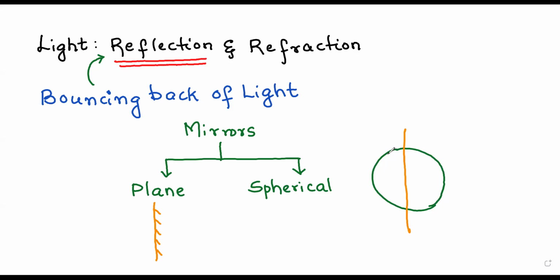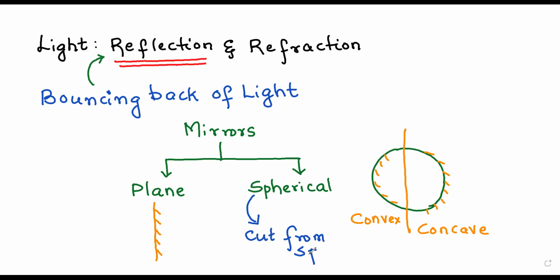If the reflecting part is curved outward, then that type of mirror, we call it as convex. And if the reflecting part is curved inward, that type of mirror, we call it as concave. Mirrors which are cut from a sphere, we call it as spherical mirrors, and they are mainly classified into convex mirror and concave mirror.